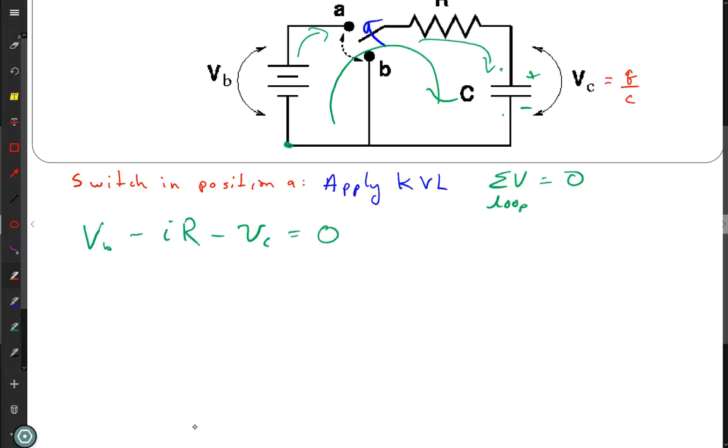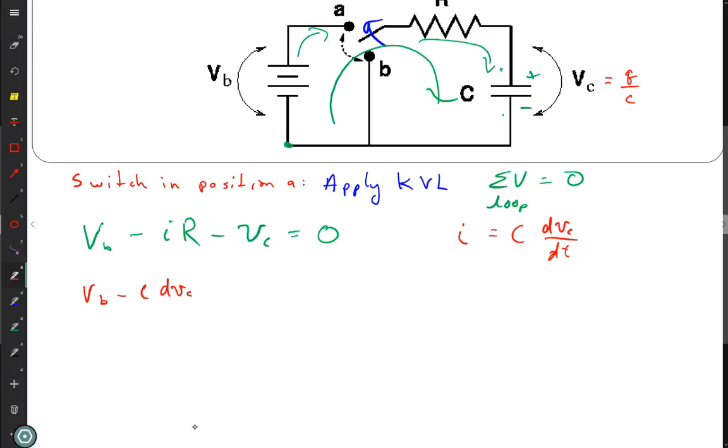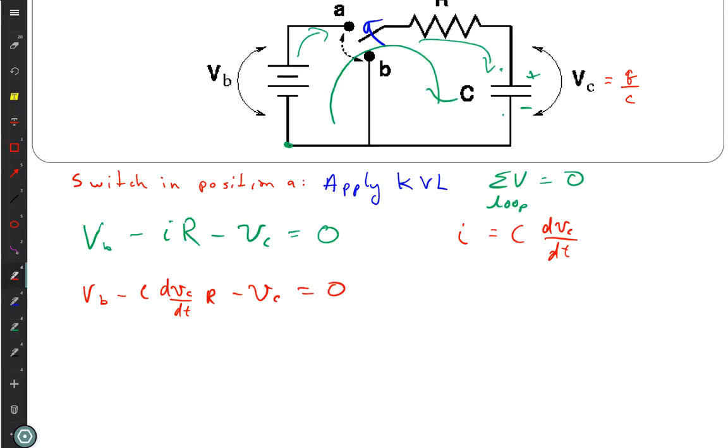We had from the preceding page that the current through the capacitor is equal to C dV capacitor dt. So I'm going to substitute that in for the current. So it's going to give me VB minus RC dVC/dt minus VC equals 0. Now I'm going to solve this for the derivative before I move further. You don't have to solve it for the derivative, because what we're going to try to do is solve for v as a function of time. But to me, it makes the process easier if I first solve for the derivative.